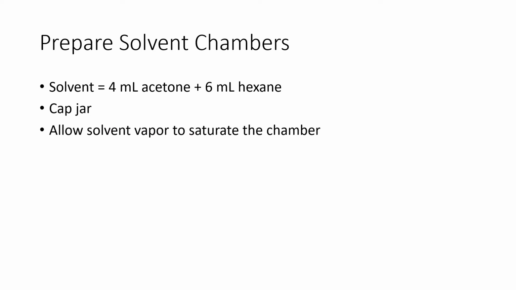And to prepare the solvent chambers, the solvent we're using here is 4 milliliters of acetone mixed with 6 milliliters of hexane. We measure those out in a graduated cylinder and then transfer the solvent mixture into a glass jar and then just cap it and allow the solvent vapor to saturate the chamber for a little bit.